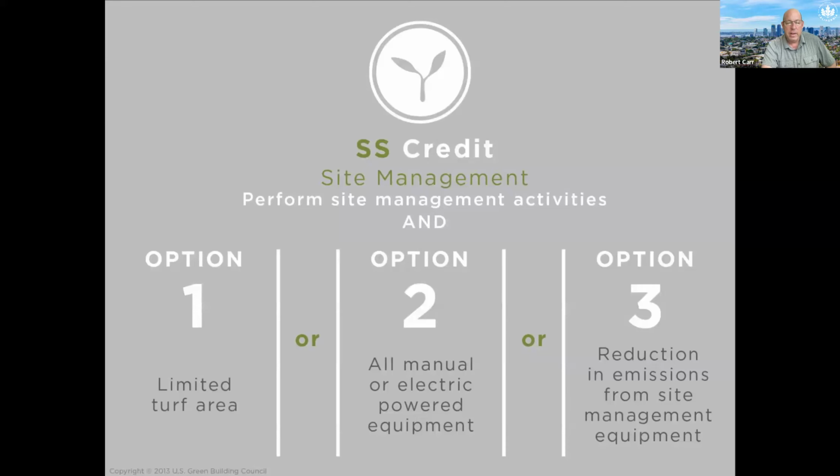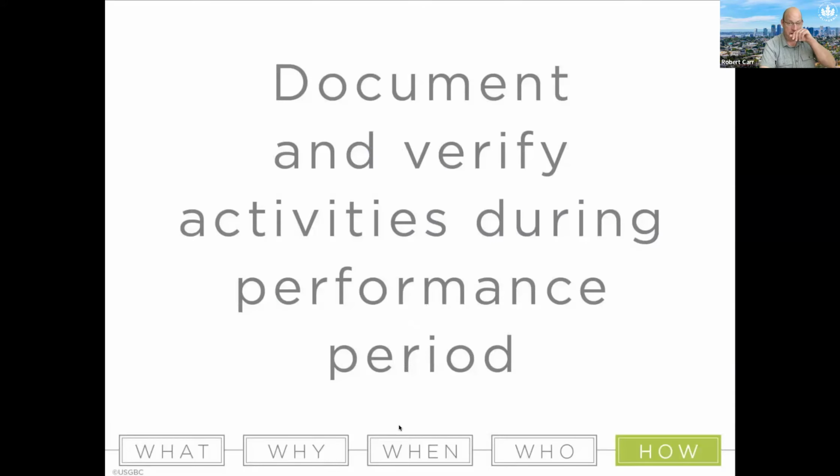And then the site credit is basically you actually have to perform all the activities. So the policies, that's one thing, but you don't actually have to do all those policies. But if you want this point, you do. That's kind of weird, but that's the way it is. Ultimately, you have to prove that you're actually doing all the activities that you listed in that policy, and you've limited the turf area, or you've gone to all electric or all manual powered equipment, or you reduced the emissions from the management equipment. So again, these are 3 options you can do. You have to document and verify activities during the performance period. I think this one is 3 months.